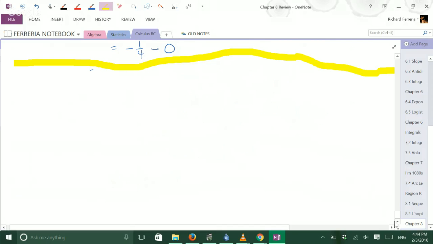Okay, so let's take a look at 15. 15 is pretty quick. No worries about 15. We're going to take an antiderivative of dr over the square root of 4 minus r.